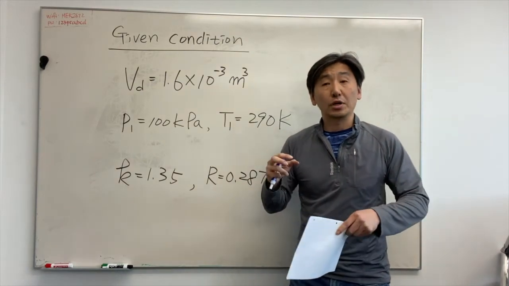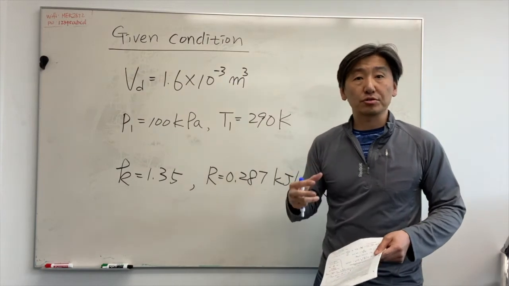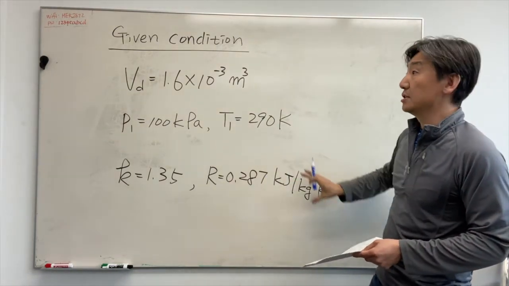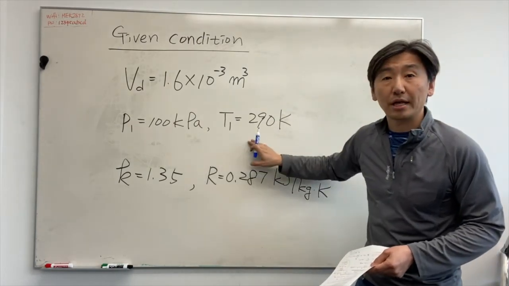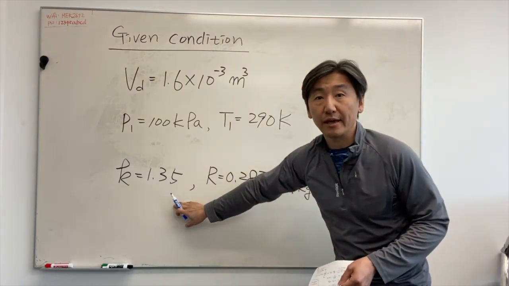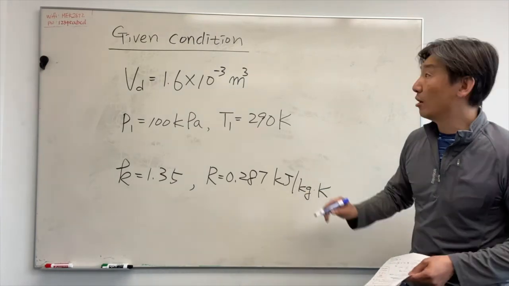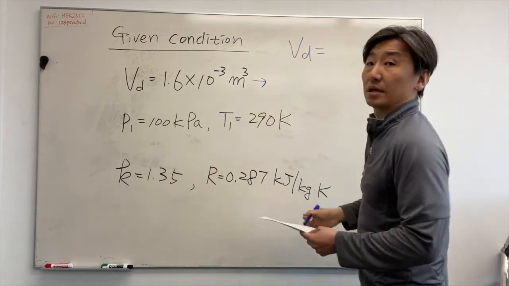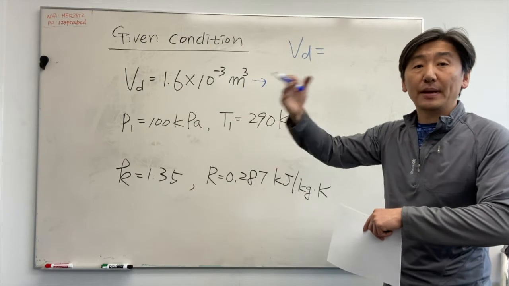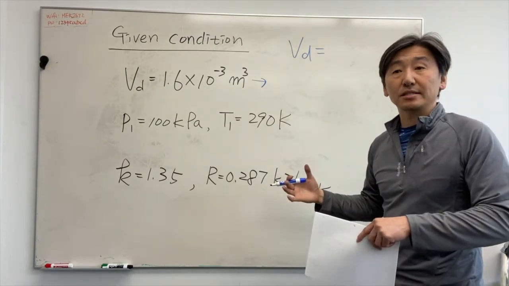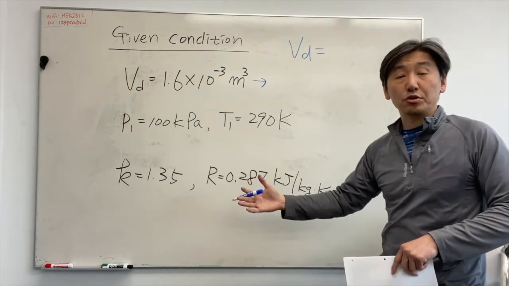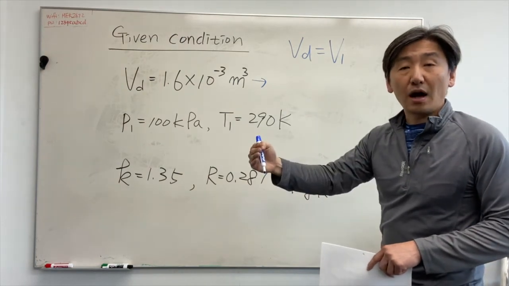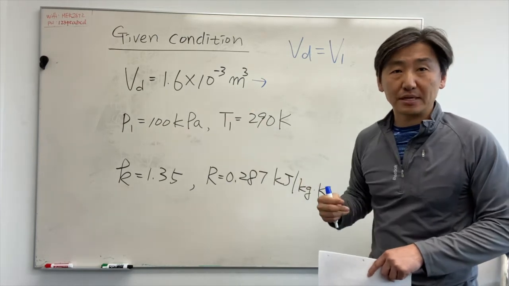Before we talk about how we can calculate the temperature and pressure at each state, let's solve certain parameters that we can calculate from the given conditions. I already wrote down those given conditions, such as displacement volume, the pressure and temperature at the first state, and also the specific heat ratio, k value, and the gas constant of the air. Now, displacement volume is basically the difference between the maximum volume and the minimum volume. The maximum volume should be the same as the volume at the first state, because at the first state, before the compression, your piston should be at the bottom dead center. The minimum volume, or clearance volume, should be after the compression process, which is at state 2.